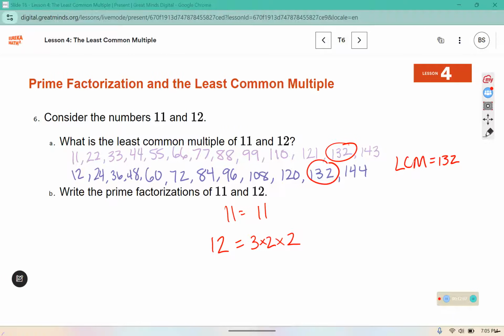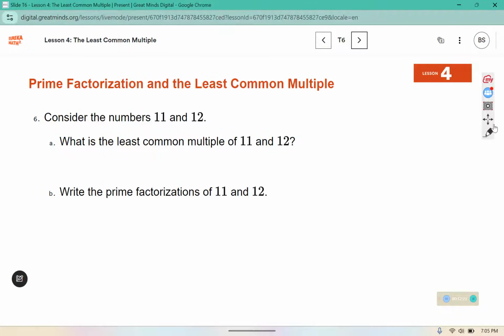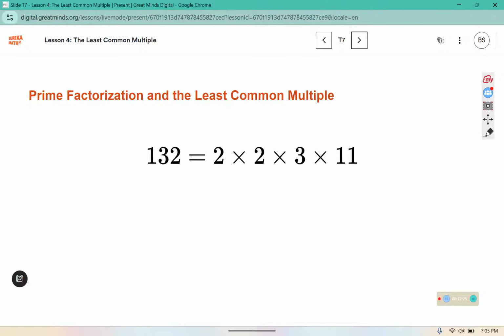So our prime factorization, if we multiply 3 by 2, that's 6, times 2 is 12, times 11 would give us 132. So it's their prime factors multiplied together. You can see here, 2 times 2 times 3 would give us that 12, and then the 11 from 11 give us their least common multiple.